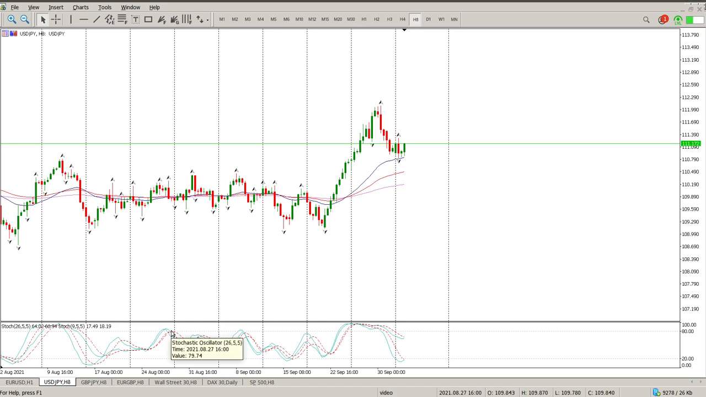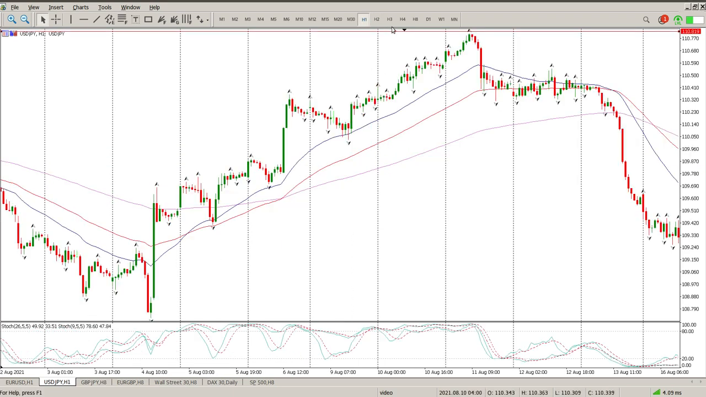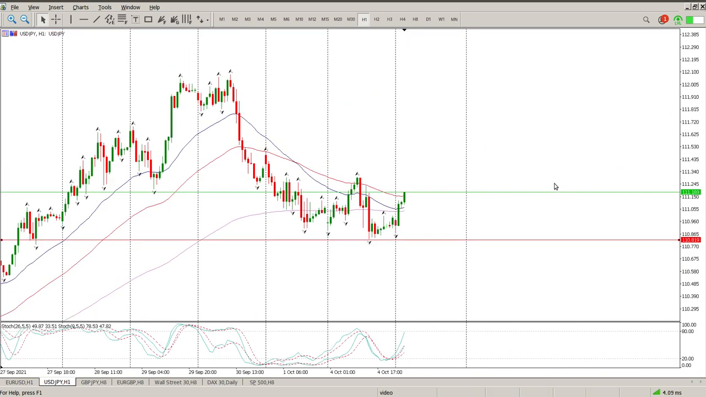US dollar, Japanese yen. We've had a strong move up. We had a bit of a pullback. We were looking for structure. We can probably argue that that structure has been done. That's 110.819. So if we come to the hour, what we're now looking for is the opportunity to get long.